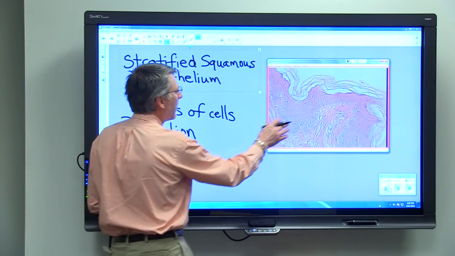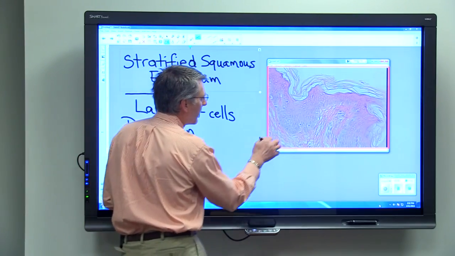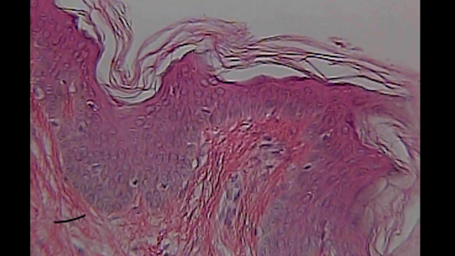And if we look at stratified squamous epithelium, we can see that we have several layers of cells. You can see a nucleus here and here and here and here and here. All of these are nuclei, and of course that is representing a place where a cell is found. So we have many layers of cells in this particular tissue.